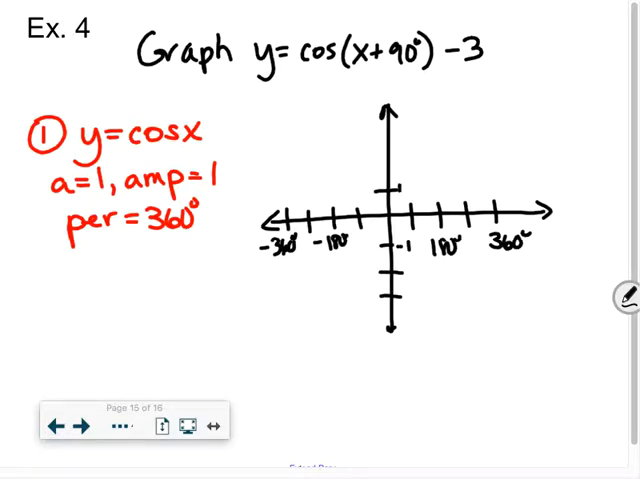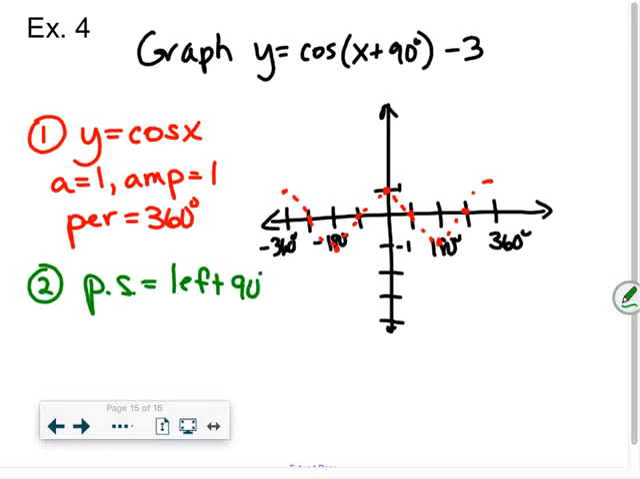Now this one's going to go down 3, so I'm going to make 3 more ticks. So cosine starts at 1. I'm going to make this one dashed. All right, Grace, in step 2, can you tell me my phase shift? Left 90. Kate, can you tell me the vertical shift? Down 3. Good, down 3.